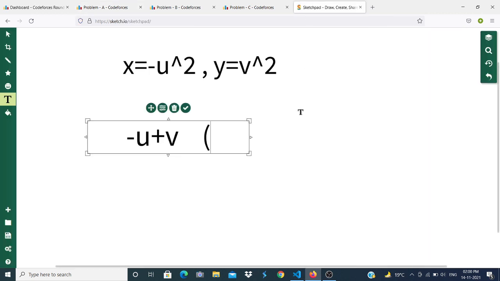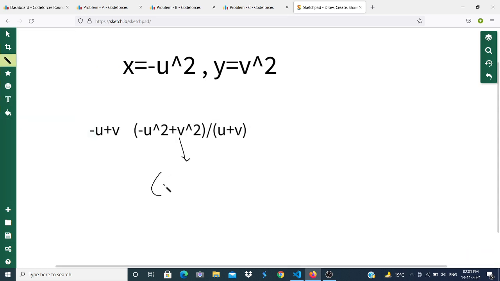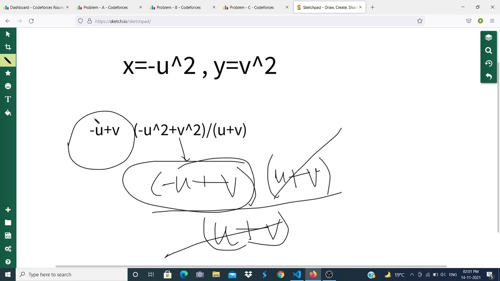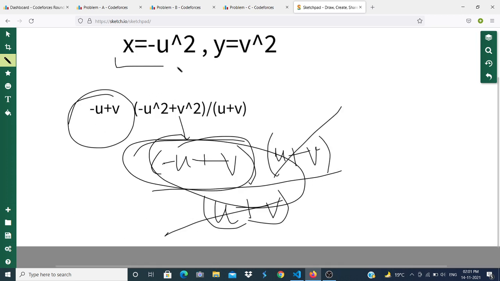So x plus y now becomes minus u square plus v square, and then divided by u plus v, right? If you simplify it further, this can be factored into v minus u times u plus v, and that whole divided by u plus v. So this factor will be cancelled out, and our left hand side is equal to the right hand side, right? That proves that our construction is right. We can just set x to be minus u square and y to be v square.